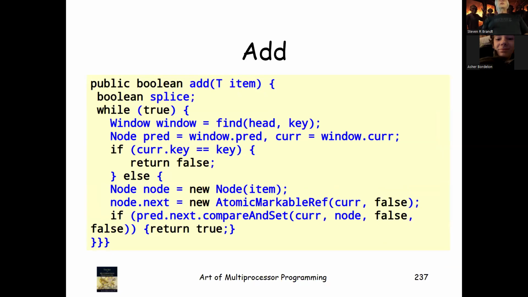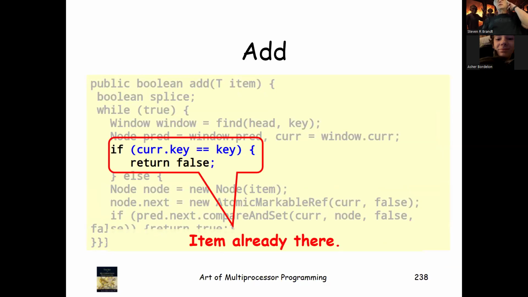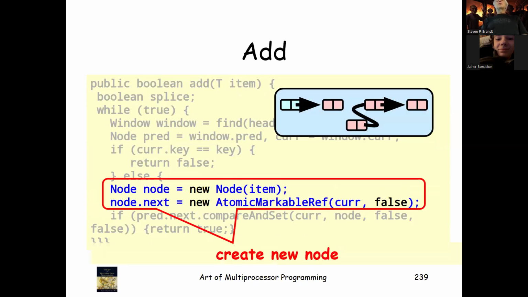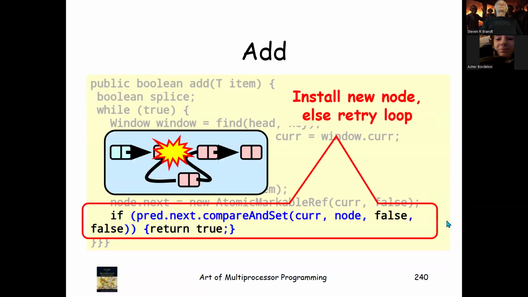Okay. And now we have an add method. We're going to check to see that the current key is the key we're looking for. And if it's already there, we're going to return false. Otherwise, we're going to create a node for the item that we're going to insert. The next field on the node we allocated is going to be an atomic markable reference with current, false. And then we're going to do a compareAndSet on the predecessor's next field from the current node to the node that we allocated. And if it succeeds, then we've successfully added the node. Otherwise, we have to try again. We have to go into the retry loop.